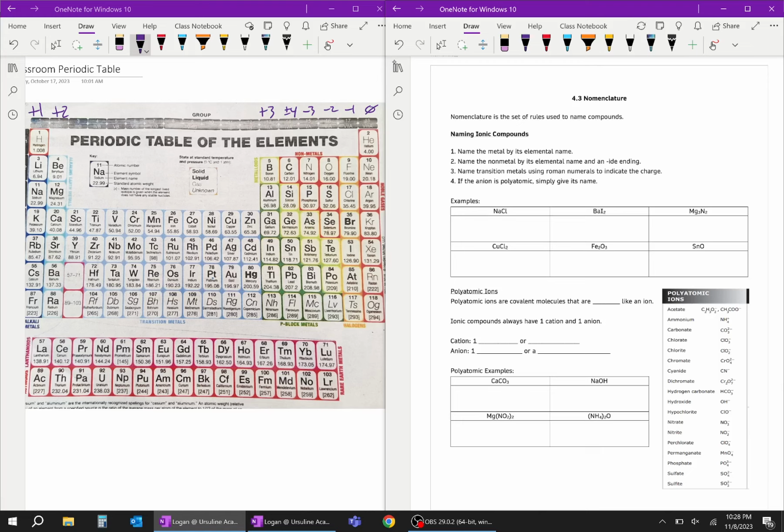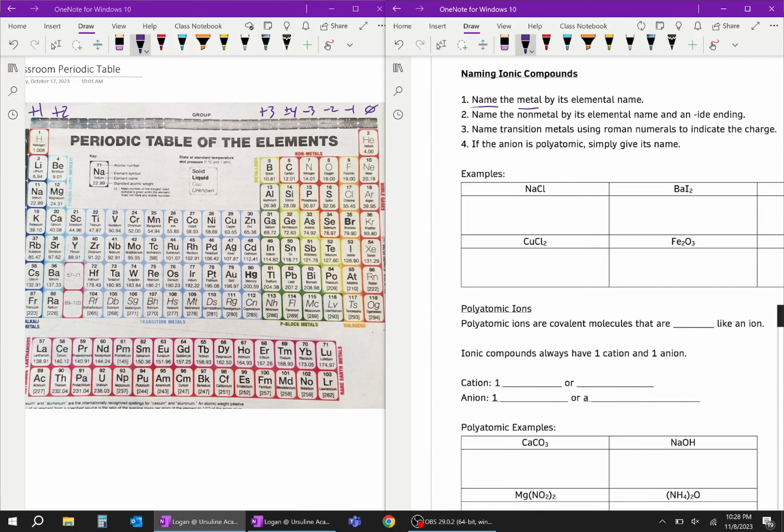We're going to start with ionic compounds, and here are your 4 steps for naming an ionic compound. Ionic compounds always have a metal and a nonmetal, so you'll start by simply naming the metal. So here I have sodium and chlorine. If I want to name the metal, I will say sodium. Then it says name the nonmetal with its elemental name and an "ide" ending. So chlorine is my nonmetal. I need it to end in "ide" to show that it's a compound. So NaCl, sodium and chlorine, would be called sodium chloride.